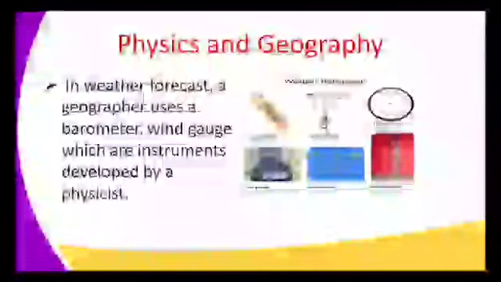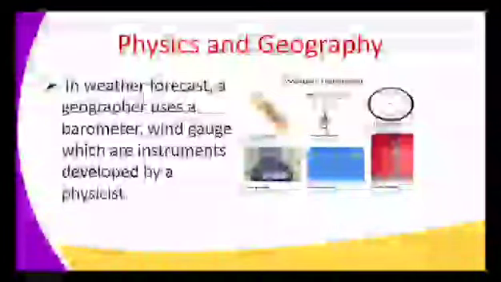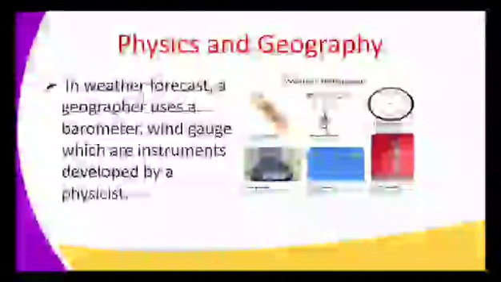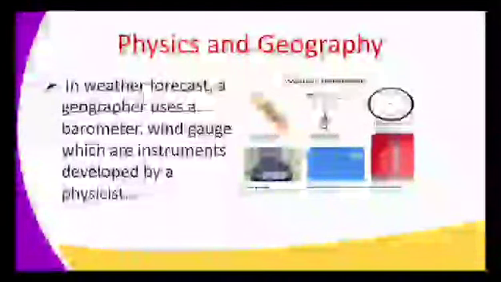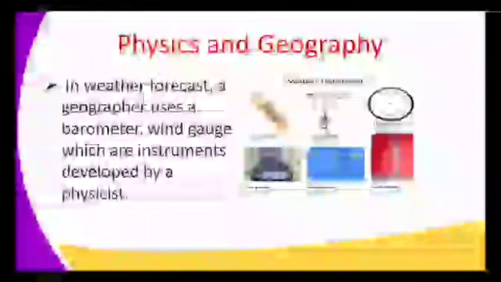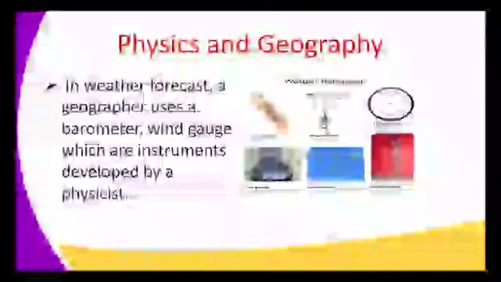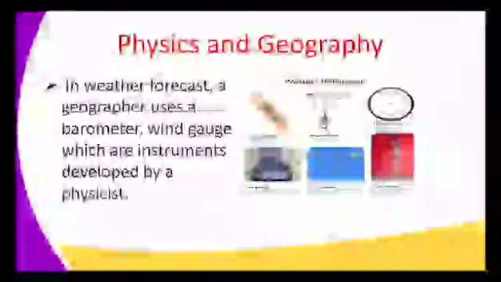Like these apparatus that we have here, we have a thermometer, we have a rain gauge, an anemometer, a hygrometer, we also have a snow gauge. All these apparatus are developed in physics and then applied in geography to measure the weather conditions. So that's the relationship between physics and geography. The other one is physics and agriculture. Now, how is physics related to agriculture?